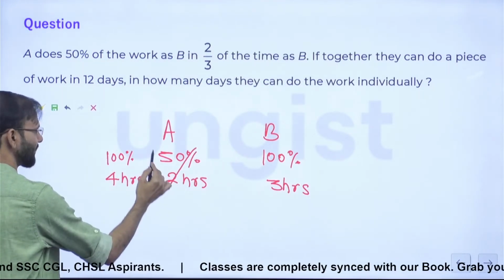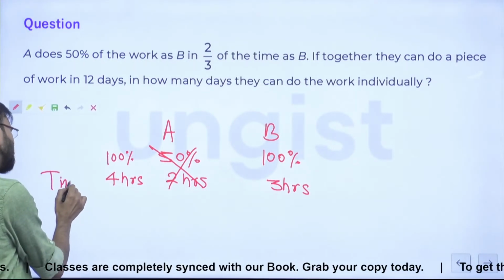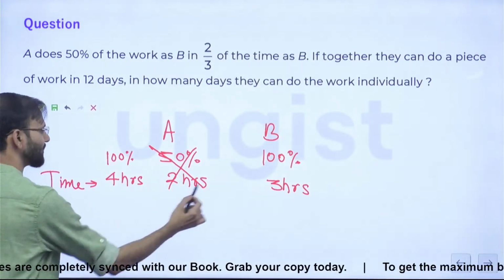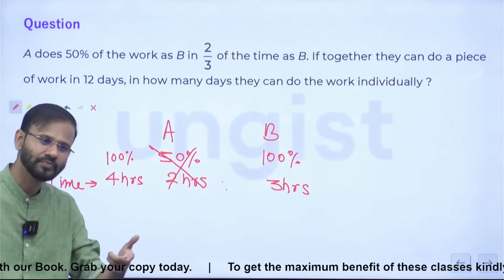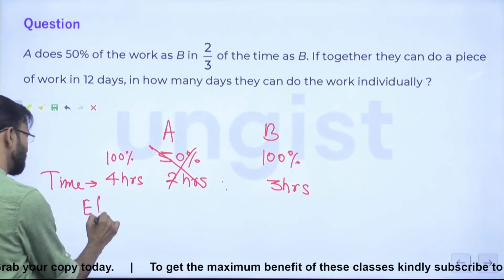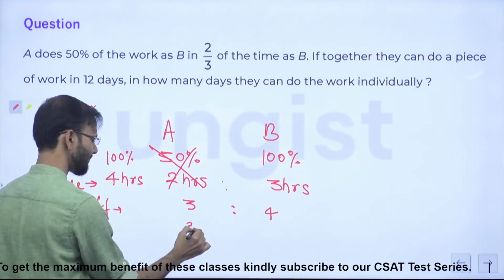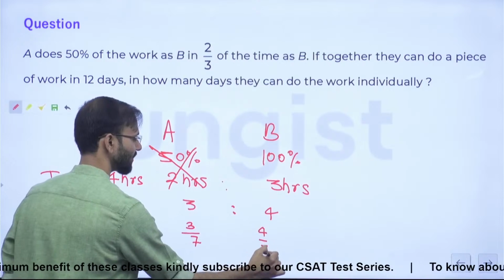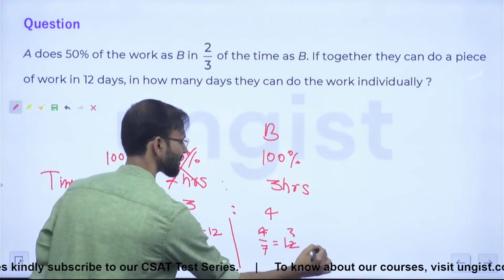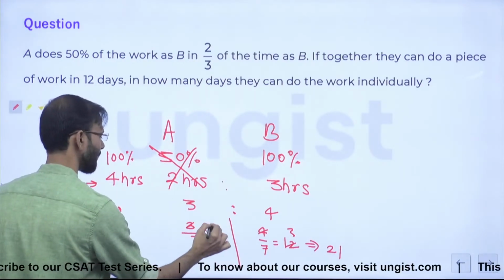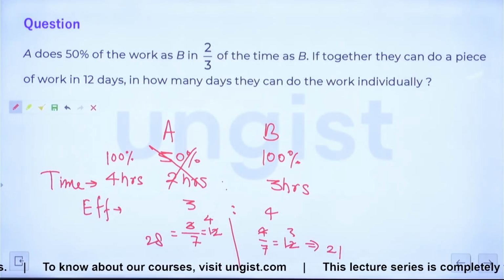Now please forget this data, guys. Just think about these two numbers. This is the ratio of the time, 4:3. Everyone, the ratio of the time is 4:3. So the ratio of the efficiency would be 3:4. Now friends, this is 3/7 and this will be 4/7, and this is 12 and this is also 12. So this is 21 and this is 28. Everybody clear? Please note it down.